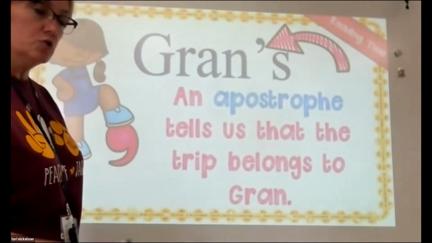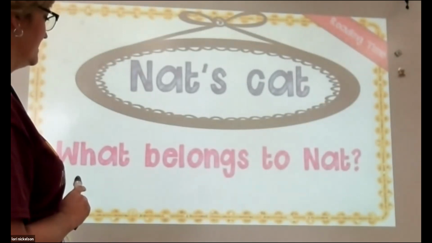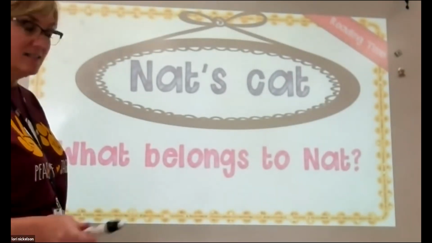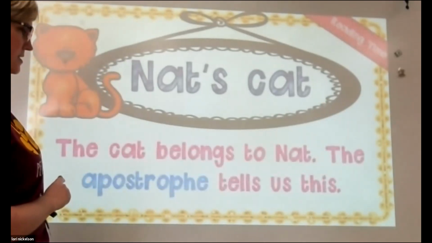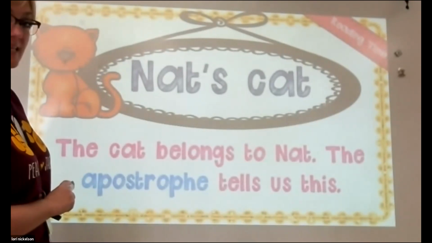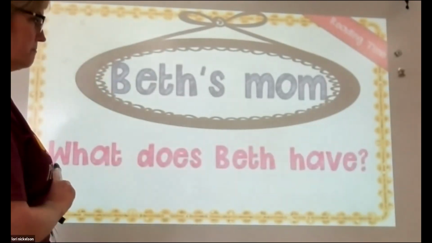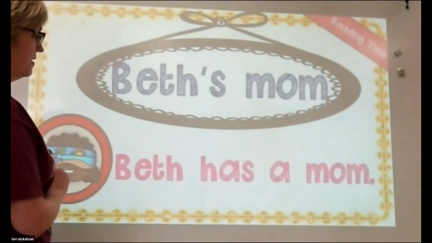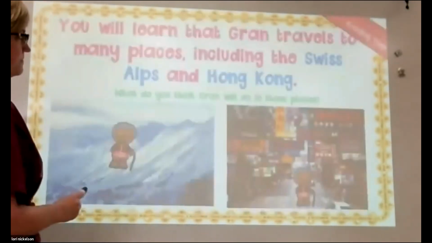It was her trip. Nat's cat. What belongs to Nat? The cat. Great job. The cat belongs to Nat. The apostrophe tells us this. Beth's mom. What does Beth have? Beth has a mom. Good job.